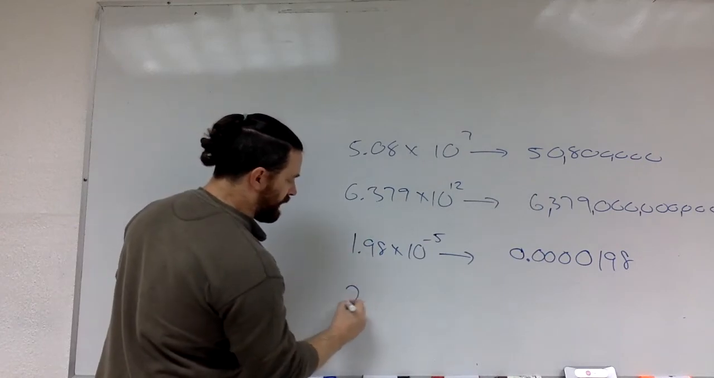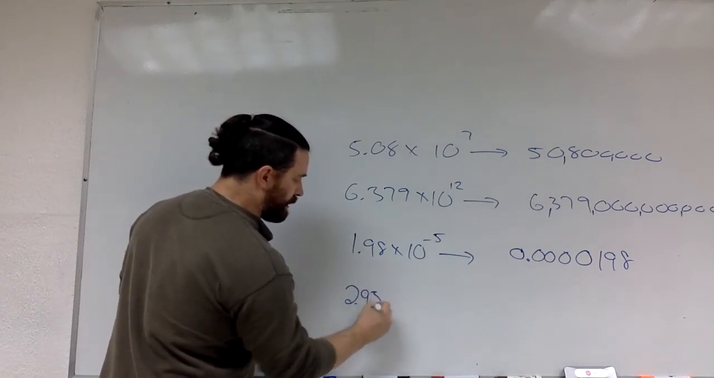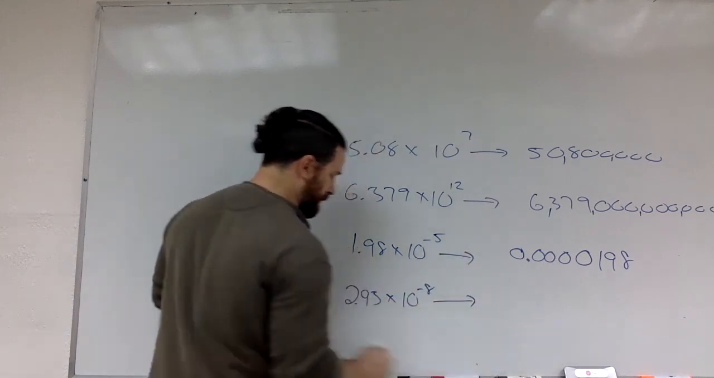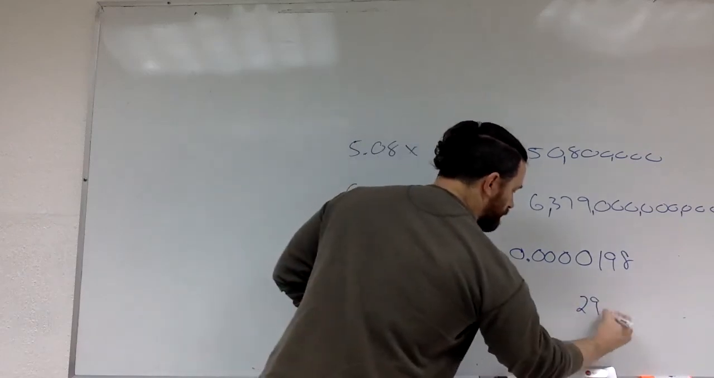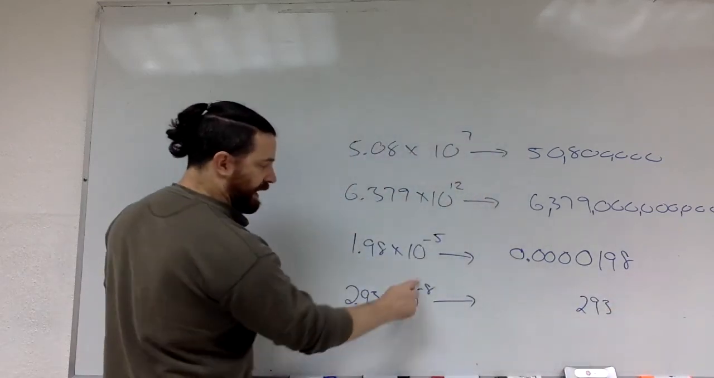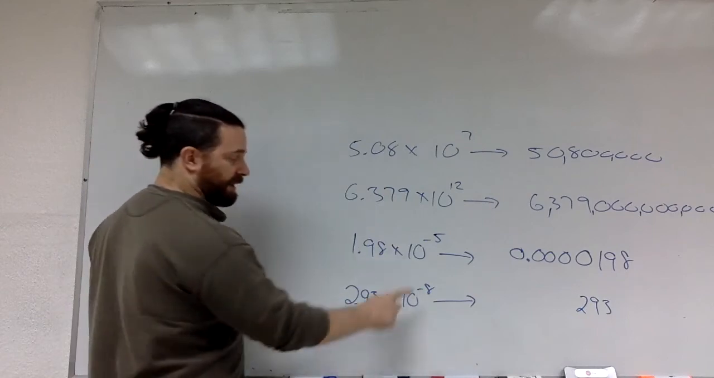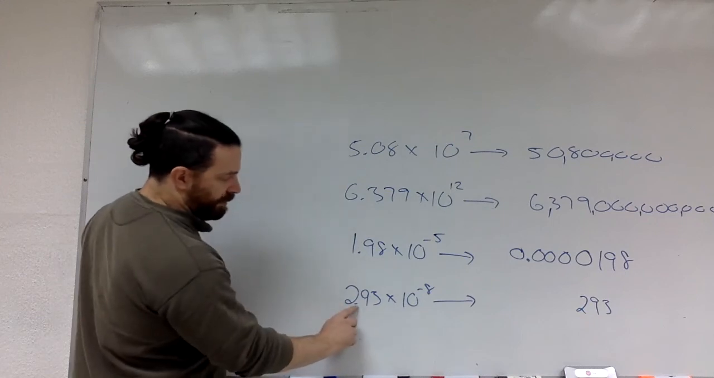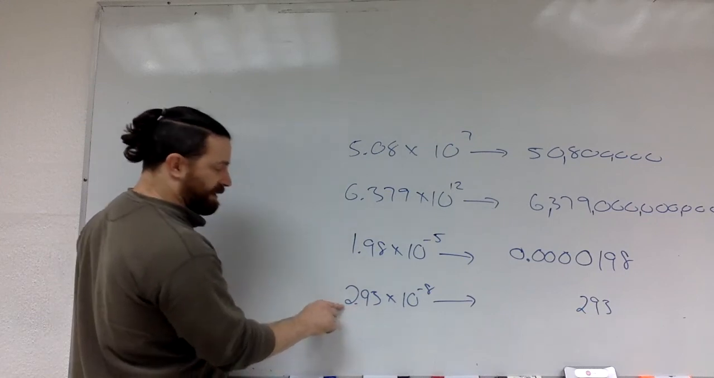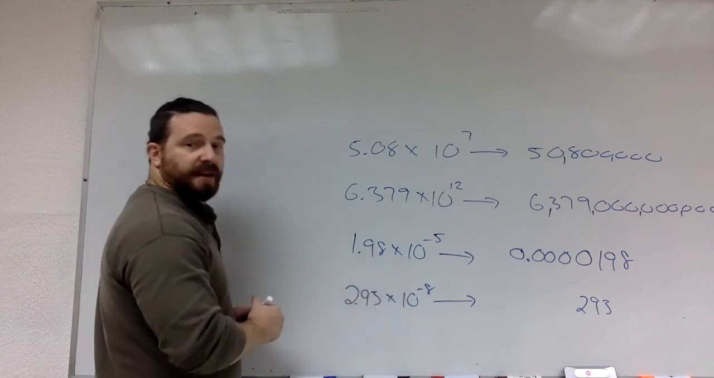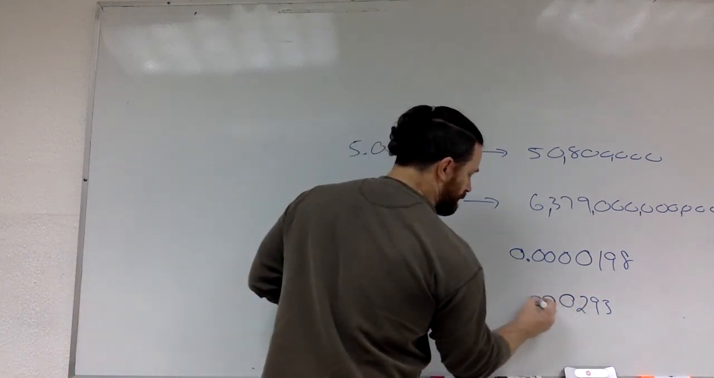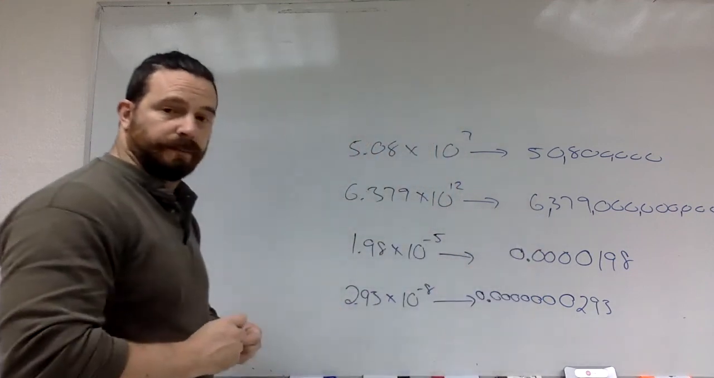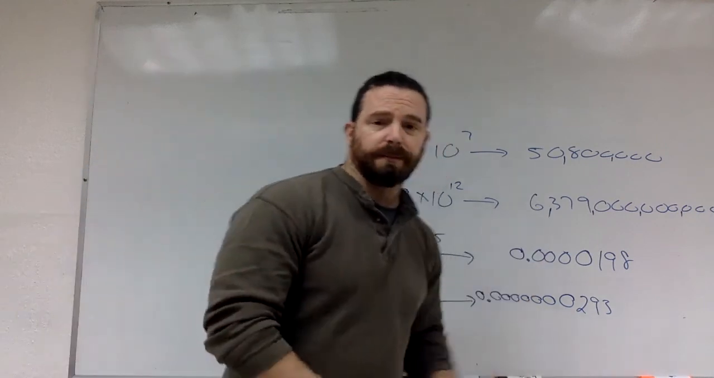Another one here really quick. If I had 2.93 times 10 to the negative 8, write down the 293. And now I need to move the decimal 8 places in this direction since a negative exponent denotes a small number. So 8 places, it takes me 1 place just to get in front of the number and then 7 more to complete the 8, so that's 7 zeros. And there you go.